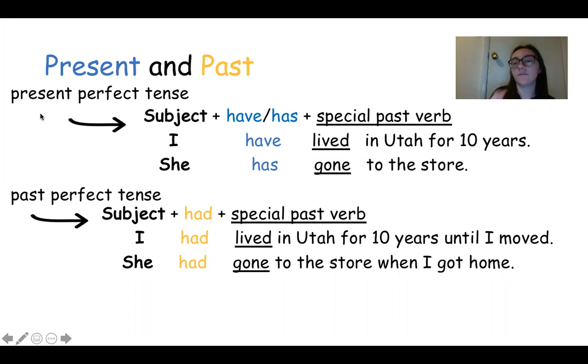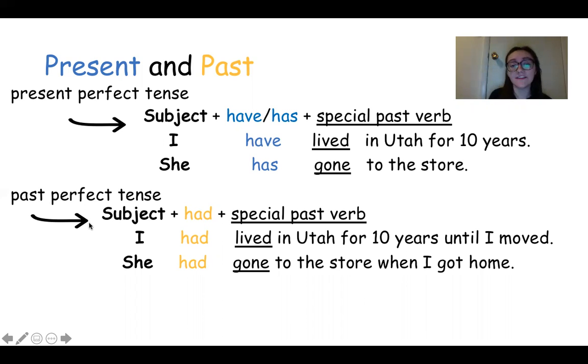So, present perfect tense. You have the subject, you say have or has, depending on what pronoun you use, and then the special past verb, right? The past participle. So, I have lived in Utah for 10 years. She has gone to the store.